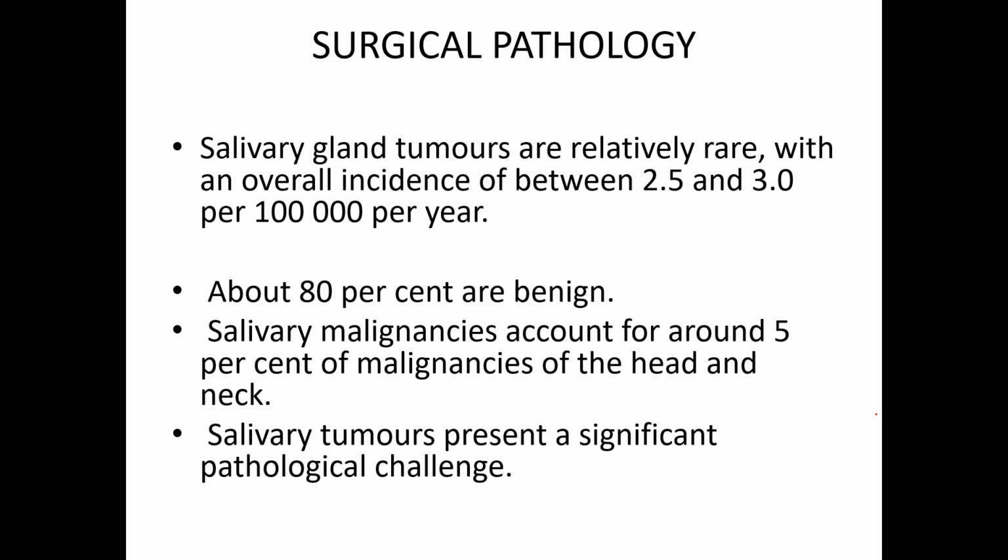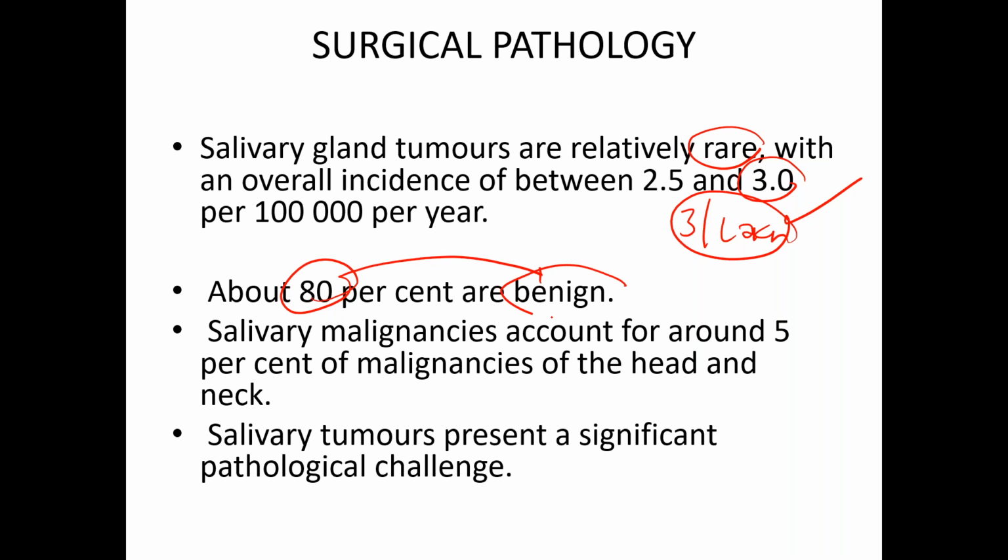So once you take the surgical pathology, salivary gland tumors are very rare. They are nearly 3 per lakh per year. You can remember how rare they are. And most of the time they are benign. The larger the size of the gland, the more benign; the smaller the size of the gland, the more malignant.